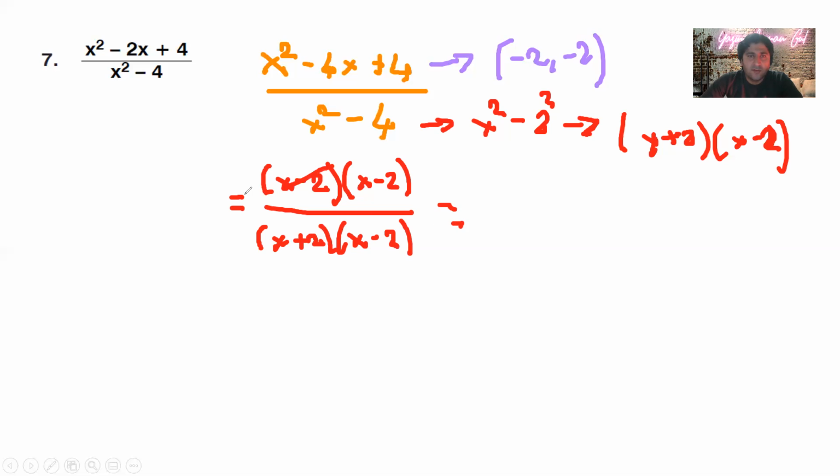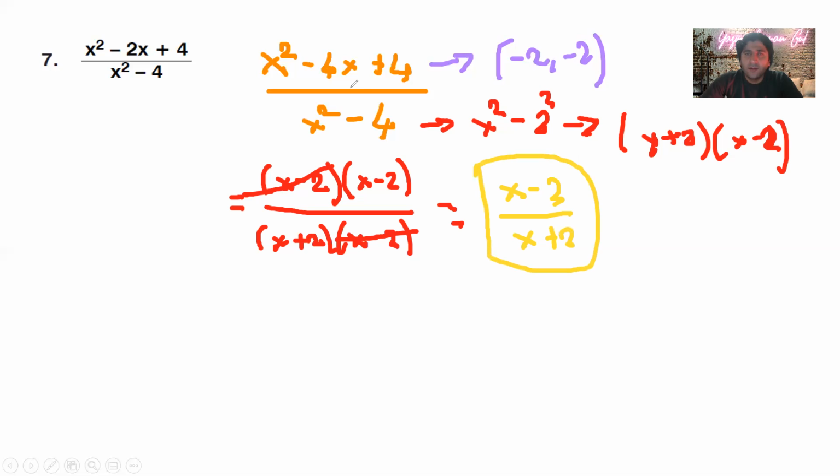Alright, so again, now I'm going to look at here, see what I can cancel out. This and this will cancel each other, this and this, it doesn't matter. Then what is left here? On the top I have x minus 2, and at the bottom I have x plus 2. So this is going to be my answer.